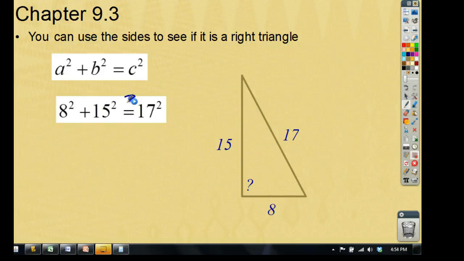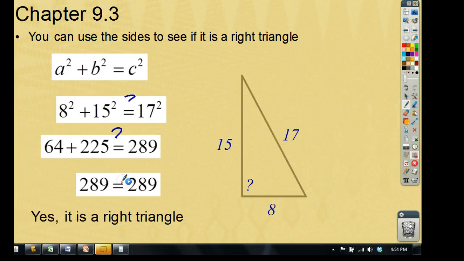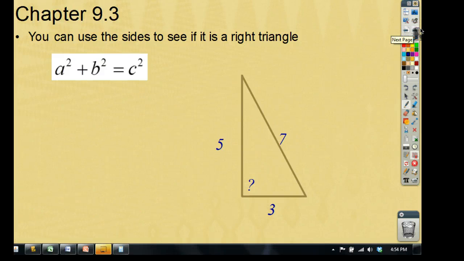So what I'm saying here is, is this a solution? Let's take a look. 64 plus 225, does that equal 289? I'm not sure. It does. 289 does equal 289. So it is a right triangle. Okay? You go ahead and you try this one.